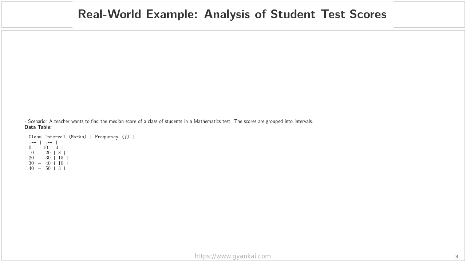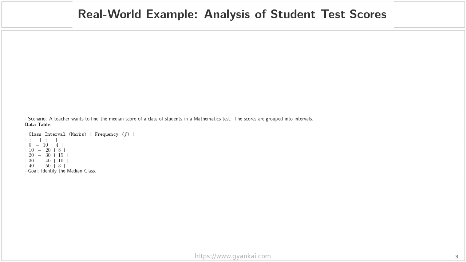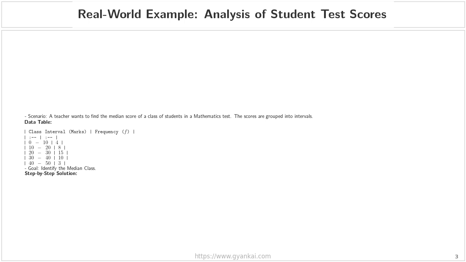Looking at our data table here, we have 5 different class intervals, ranging from 0 to 10, 10 to 20, and so on, up to 40 to 50. The second column shows the frequency, which is simply how many students fell into each score range. Our specific goal for this exercise is to identify which of these intervals represents our median class. Let's walk through the solution step by step, following the process we just reviewed.